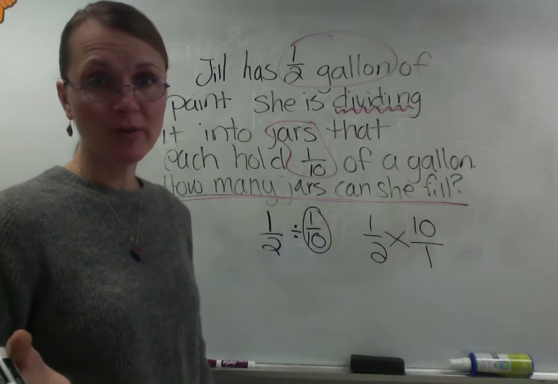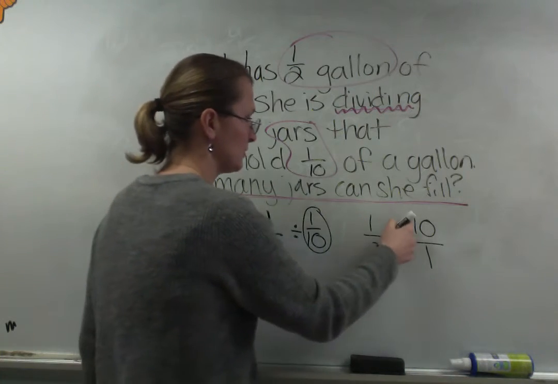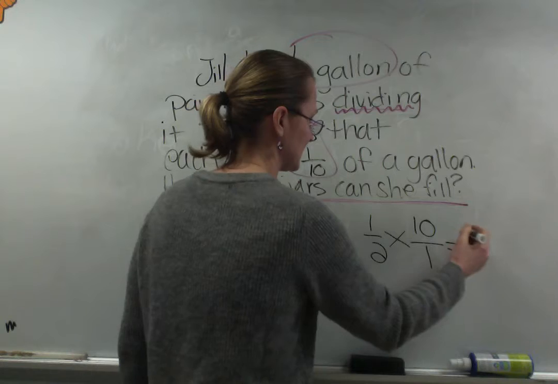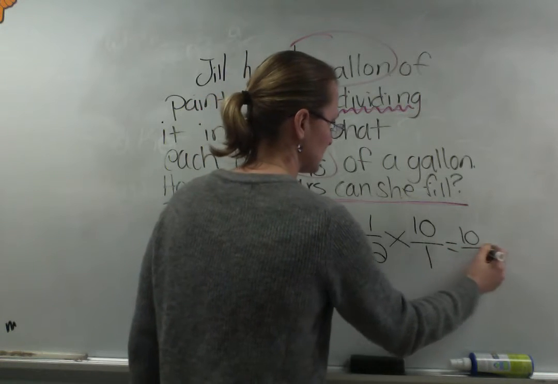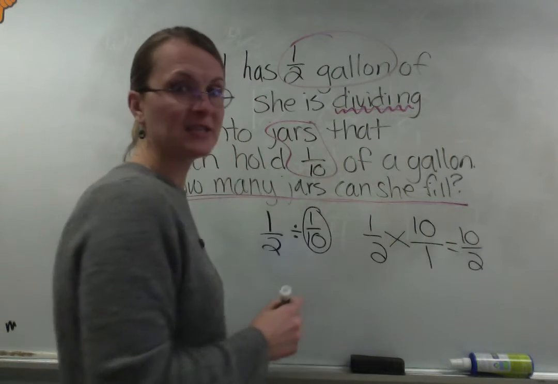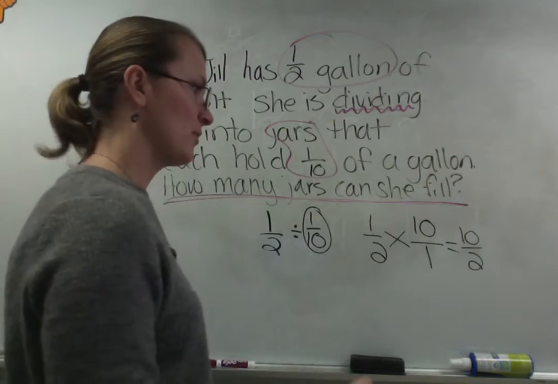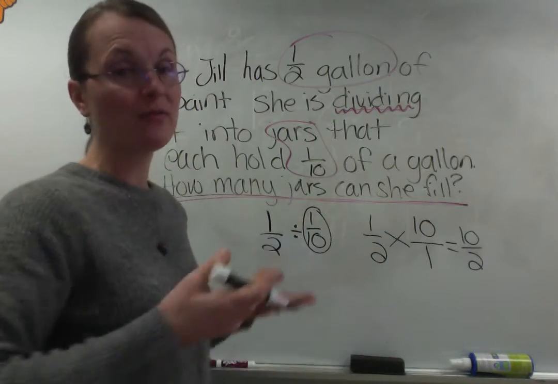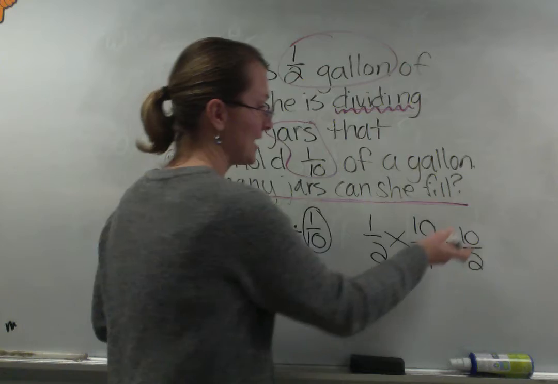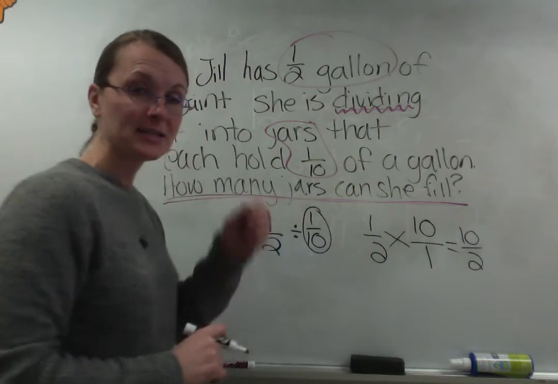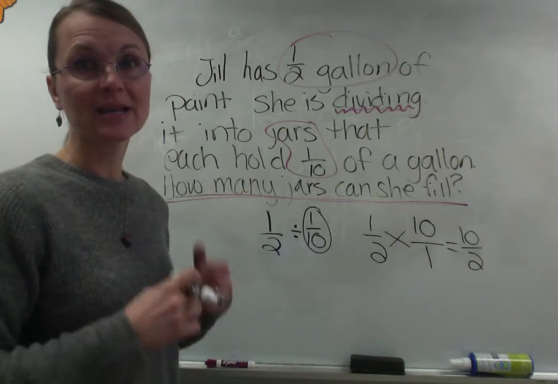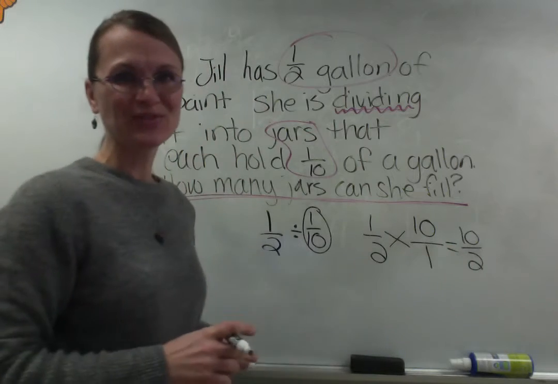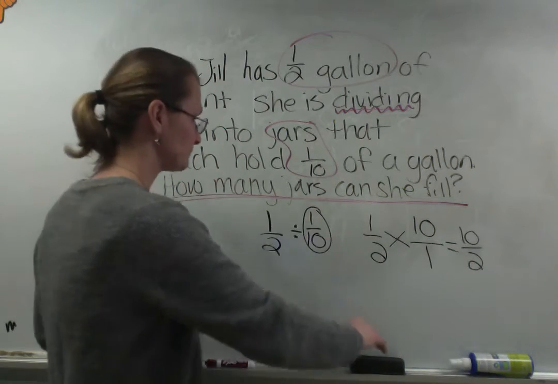And as we all know, multiplying fractions is easy. You multiply the top, multiply the bottom. 1 times 10 is 10. 2 times 1 is 2. And so we have 10/2. And as you know with fractions, we can't just leave that. We have to put 10/2 into simplest form. Since it's an improper fraction, its simplest form is going to be a mixed number, okay?